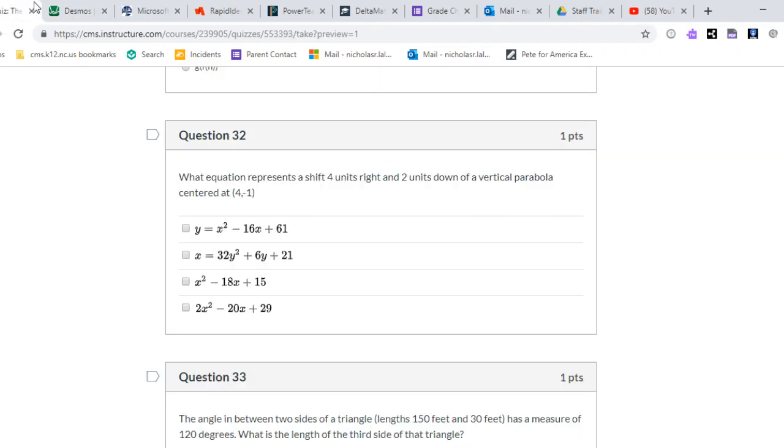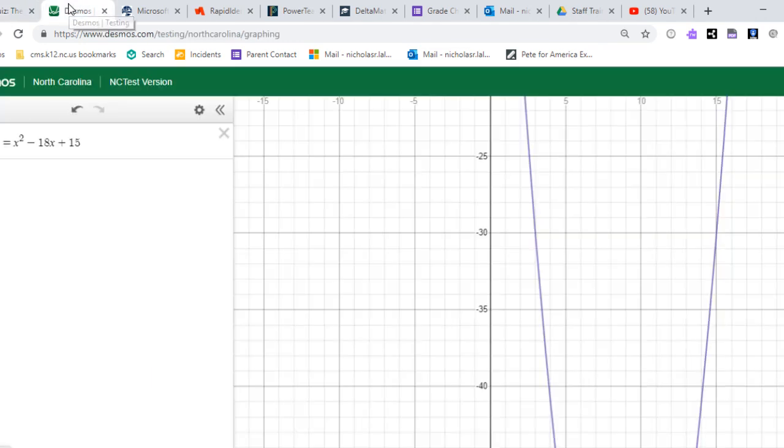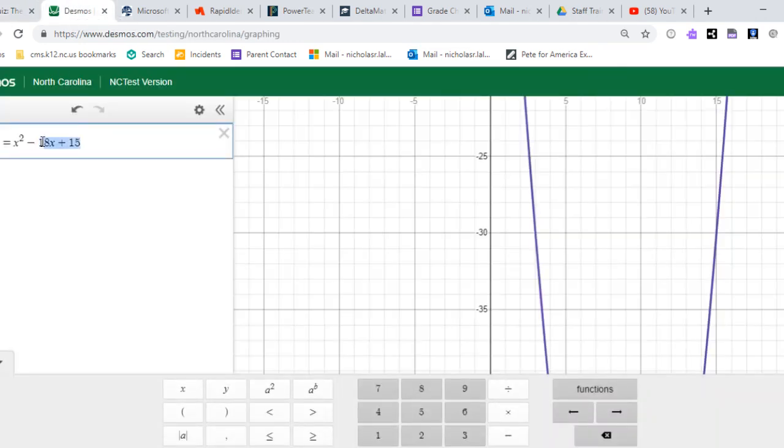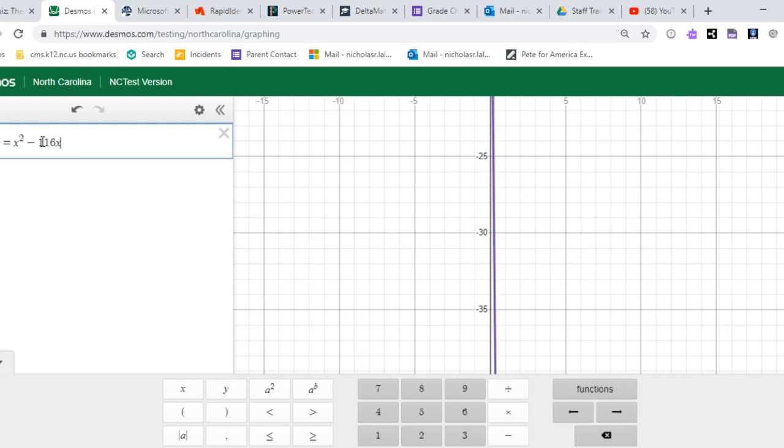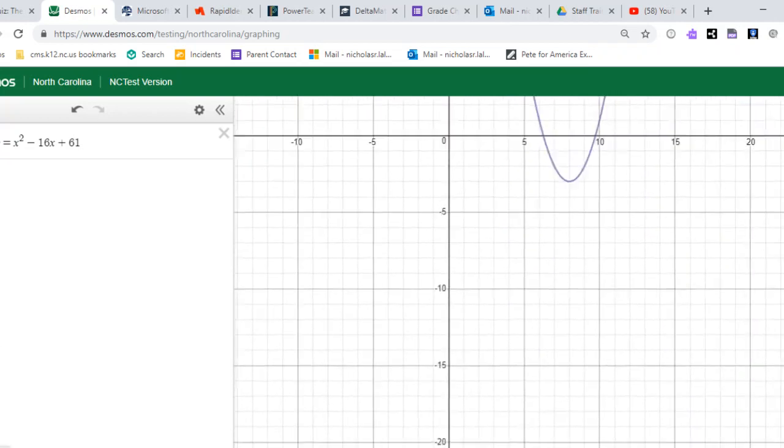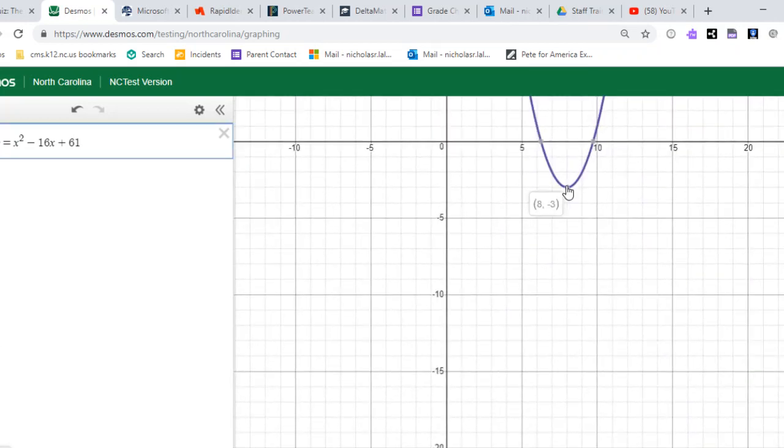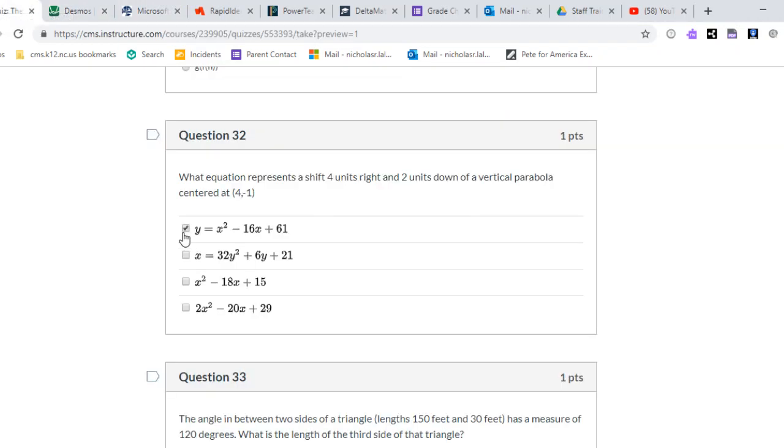No. x squared minus 16x plus 61. Oh, this is it. Okay, 8, -3. That's the vertex. So I don't know, maybe I input it wrong, but this is the answer. 8, -3.